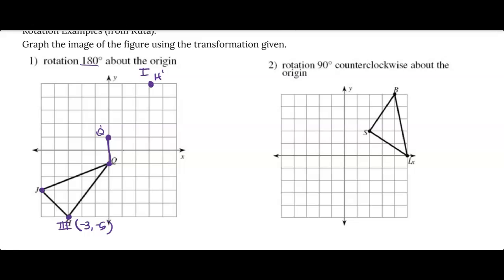J is at the point -5, -3. So going 90 makes it 3, 5, and then another 90 goes back to 5, 3. And since we're in the first quadrant, they would both be positive.